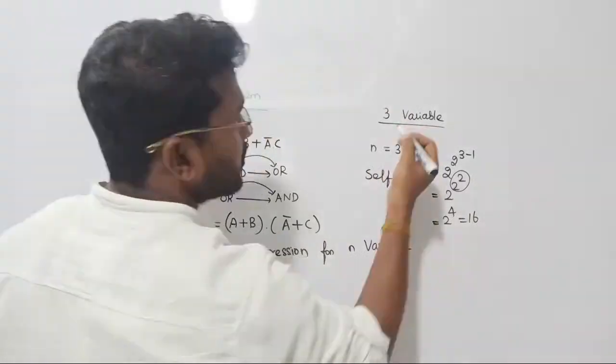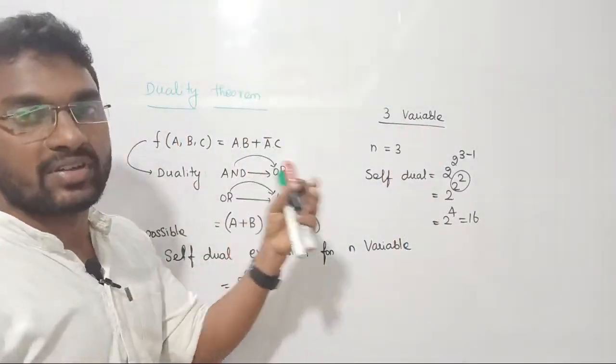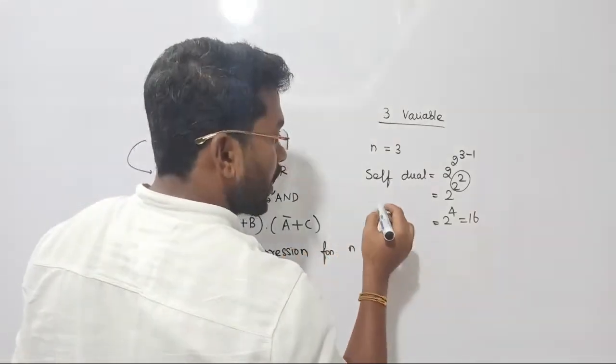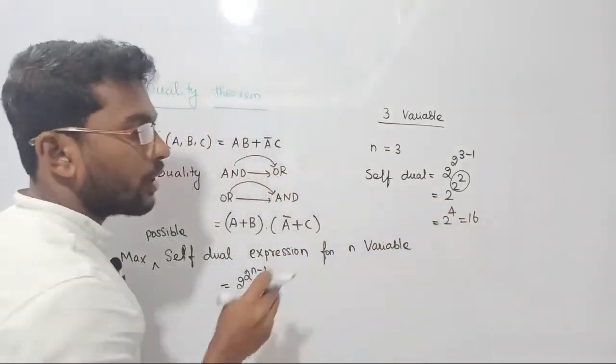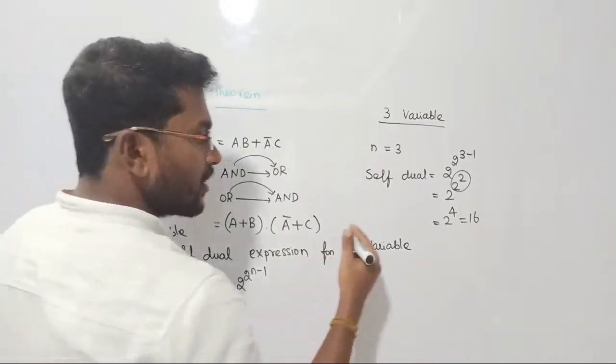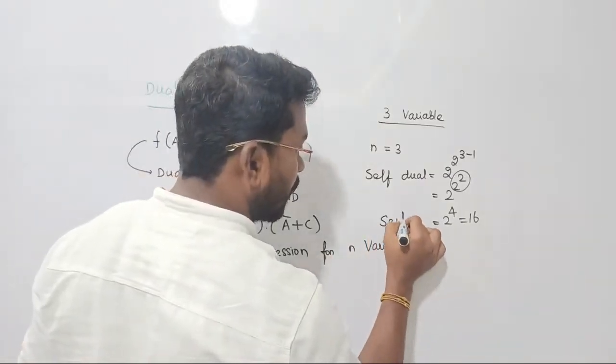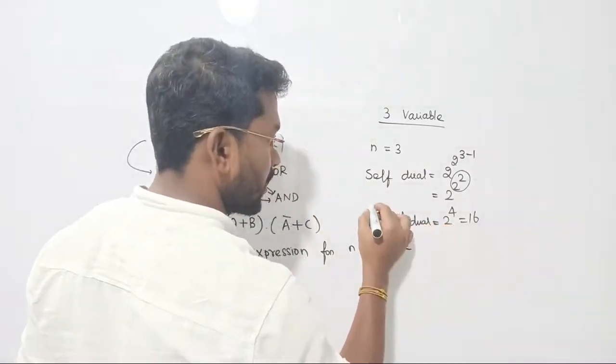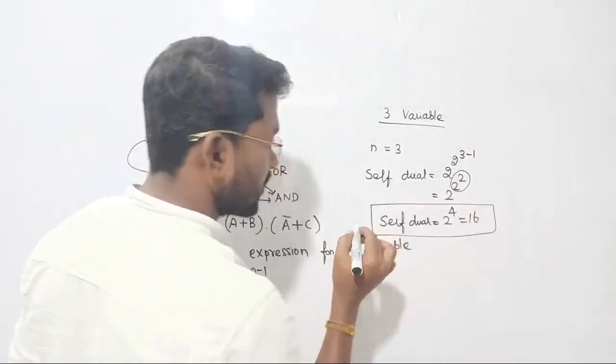For 3 variables, now you consider 3 boolean variables, a b c, then in those 3 boolean variables you can bring 16 possible combinations of self dual expressions. Clear? Just remember this formula because you will often be tested in an examination. Clear? So that is how we are obtaining self dual expressions, right?